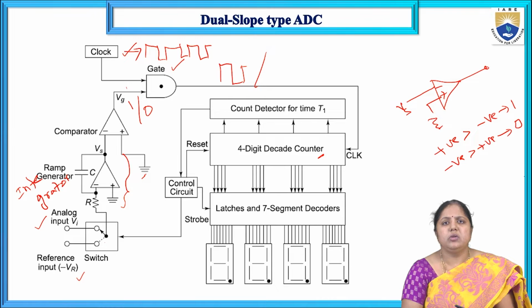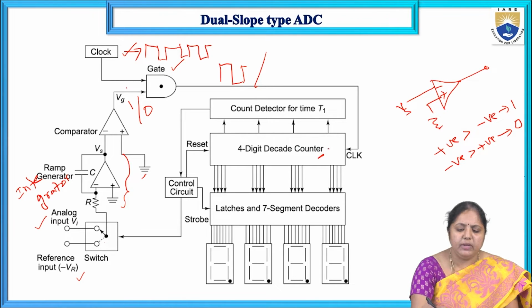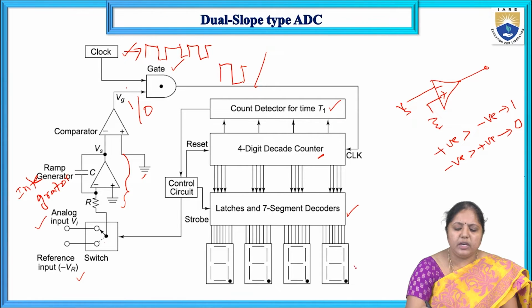The 4-digit decade counter simply does the counting operation, from 0 to 9. Later, the counter detector for time T1 has been given, and whatever the output of this 4-bit decade counter is, that is given as the input for the 7-segment decoder. This 7-segment decoder will display the output on the LEDs, right?